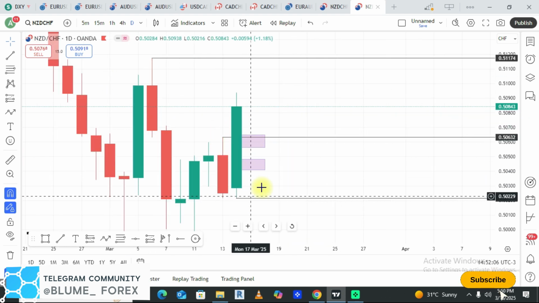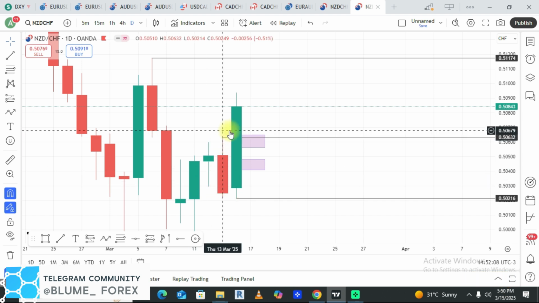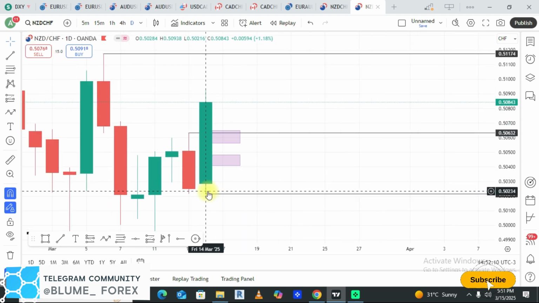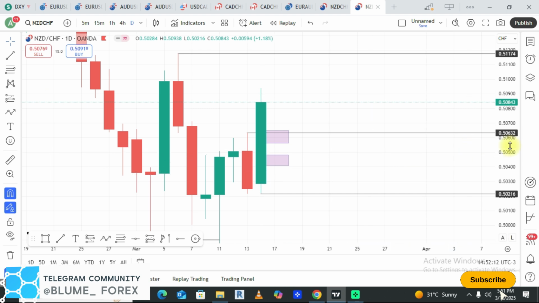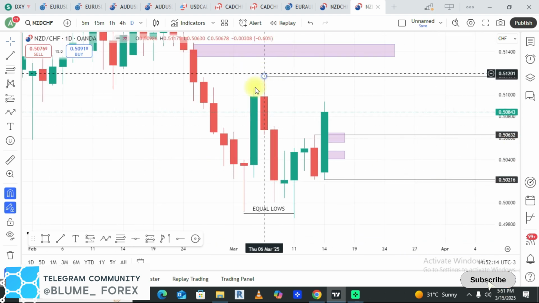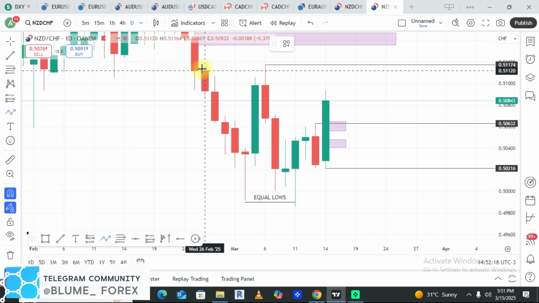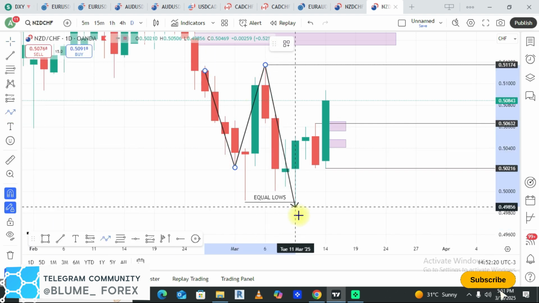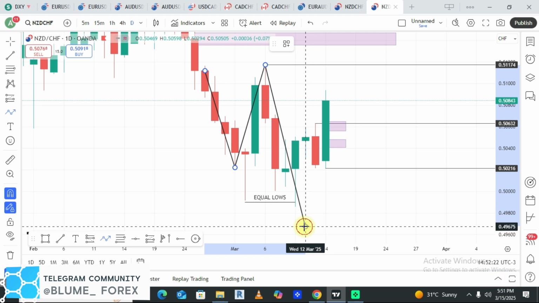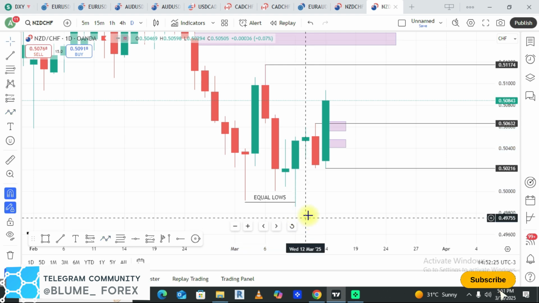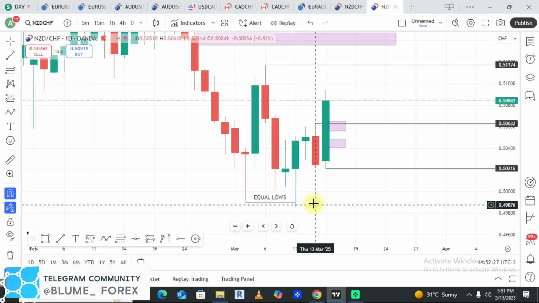We closed above this daily range, right? This is our current demand in control on the daily. And then this high was not able to create a new low. In a bearish market, we are expecting price to create new lows. So once we fail to create new lows, then we are switching into a bullish environment. So we had equal lows created instead, right?